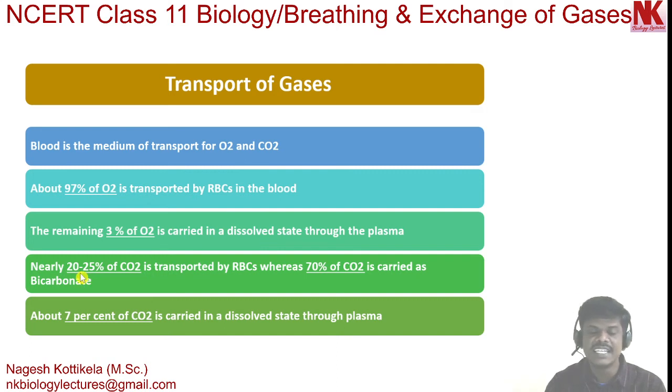Moving to the next, nearly 20 to 25% of carbon dioxide is transported by RBCs, whereas 70% of carbon dioxide is carried as bicarbonate. So this is very important. 70% of carbon dioxide is carried as bicarbonate. Important. And about 7% of carbon dioxide is carried in a dissolved state through plasma. So this is how oxygen and carbon dioxide are transported.